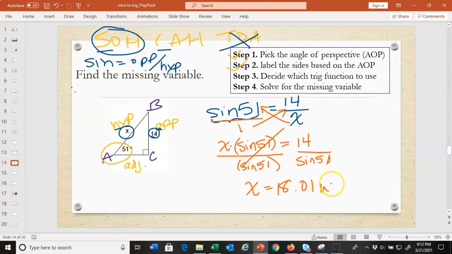Whatever the units are, I guess we'll put units, because it could be centimeters or miles or inches, since that's the hypotenuse. So I don't want you to worry. Sine of 51 is just a number, and we use our calculator to help us find it.